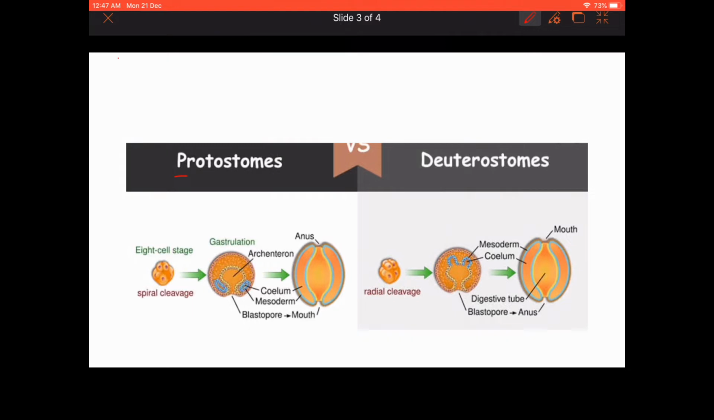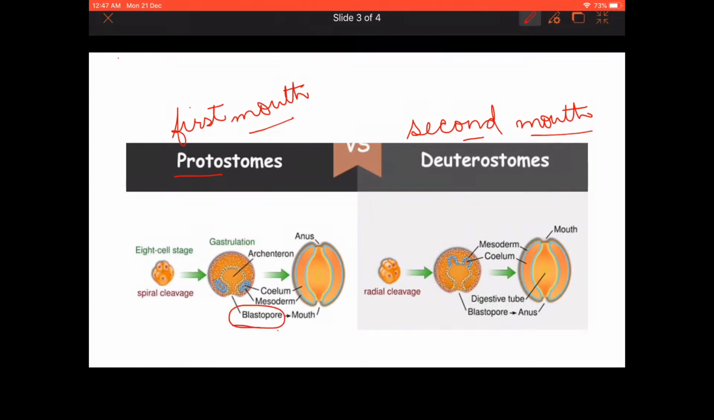Now proto means first and stoma means mouth. So the first opening in protostomes develops into the mouth, while deutero means second and stoma means mouth. So in deuterostomes, the second opening develops into the mouth. Or we can see from this diagram that if the blastopore develops into the mouth, then they are known as protostomes.